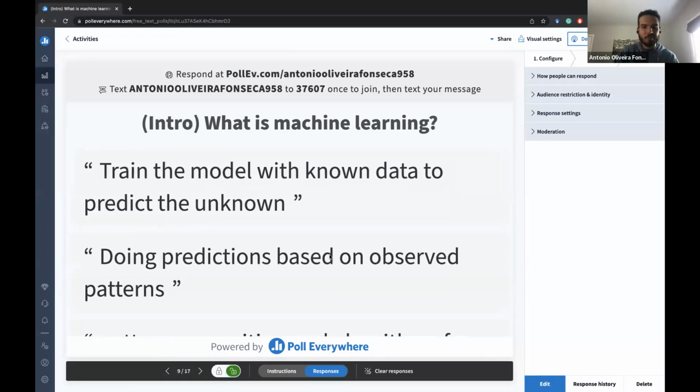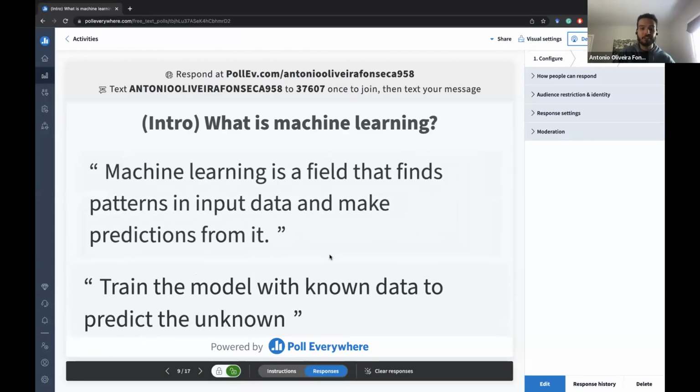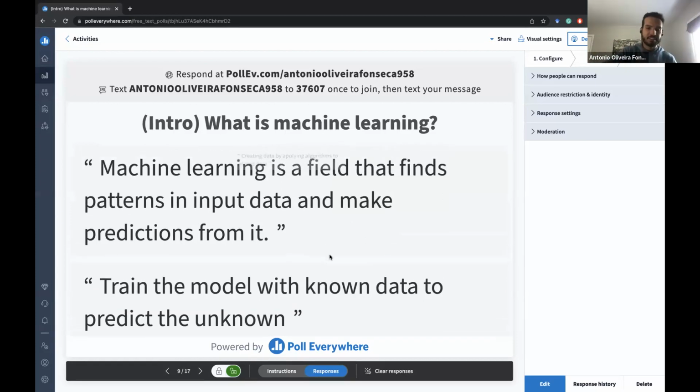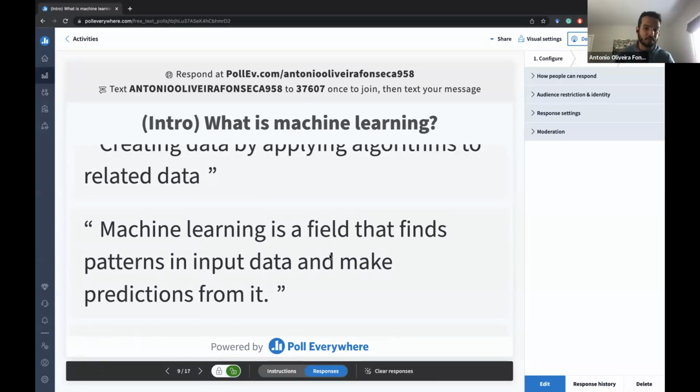Train the model with known data to predict the unknown. Okay, yeah, I think that's, at the end of the day, the big goal. You want to be able to make predictions for unseen or new data that you're going to be collecting. Just like Pepe was mentioning before, that region from which we didn't get data with the satellite. We'd like to make predictions for those as well, because it's not that useful to just make predictions where you already have data.